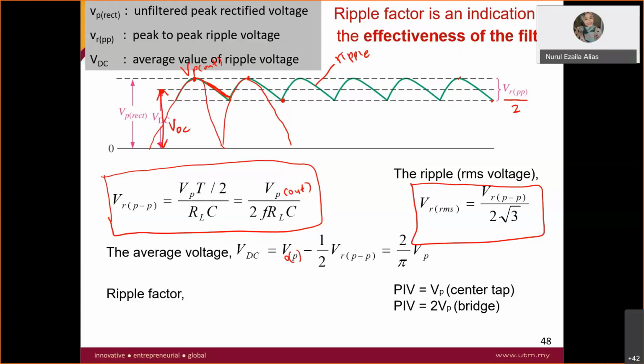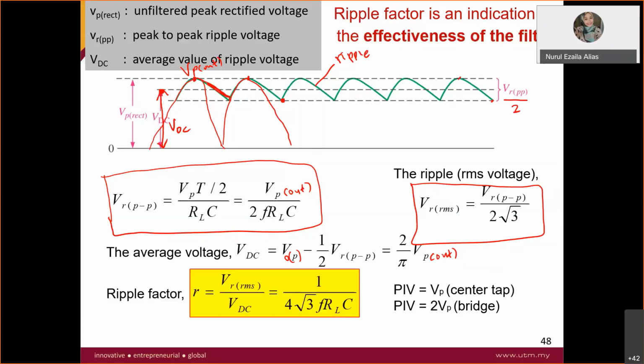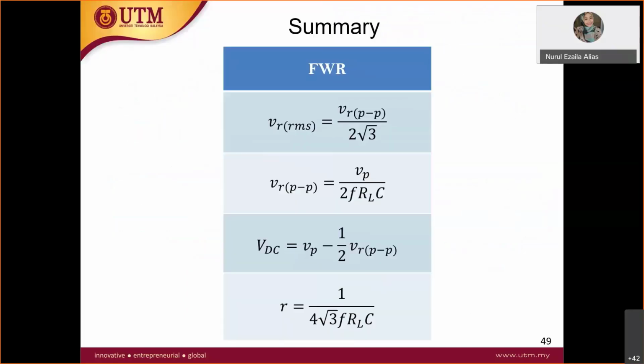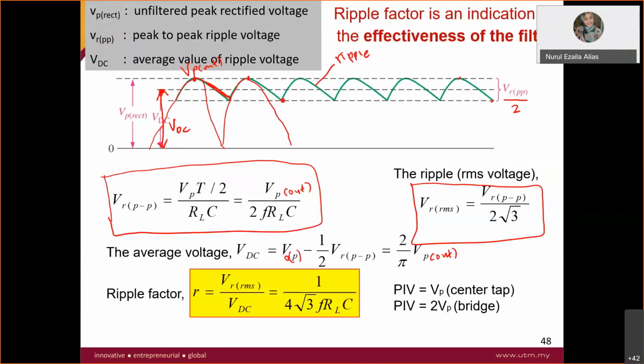So you will get this. It is actually the same value as 2V peak out over pi. We will see this kind of question where we have a capacitor. The ripple factor is given by this formula: r equals 1 over 4√3 f R_L C. So this is a summary for the filter. I did not put an example for the capacitor; I will put the example in your next tutorial. All right.